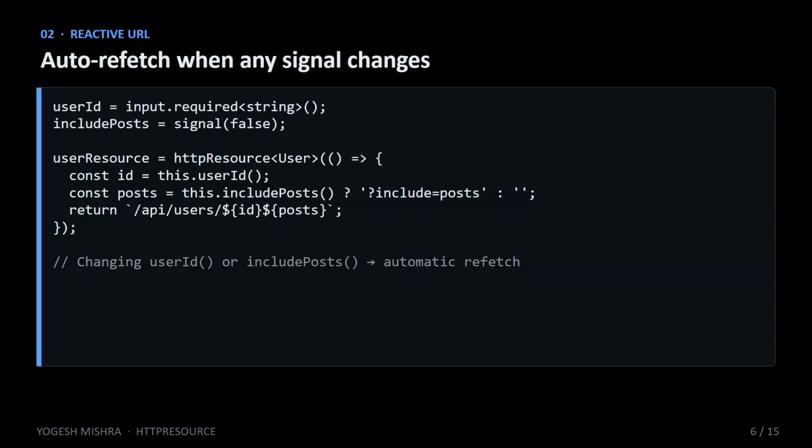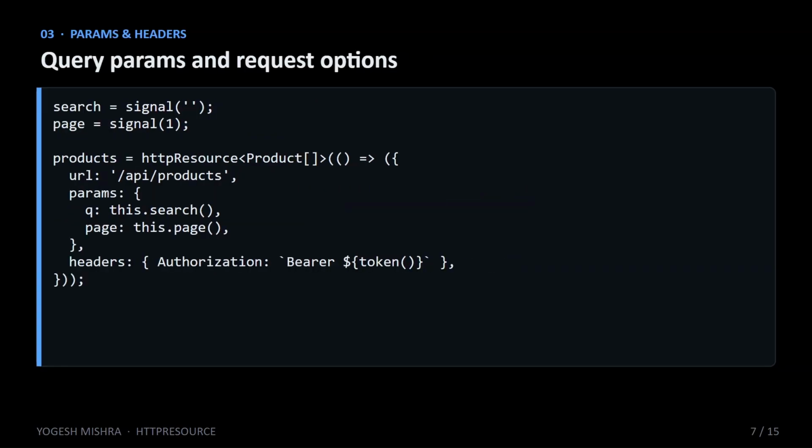Params and headers. Sometimes you need more than just a URL. Query parameters and headers. You can return either a simple string URL or a full request configuration object. Both styles are fully reactive. If search or page or token changes, the request is recreated and sent again. This is perfect for search, pagination, authenticated APIs.